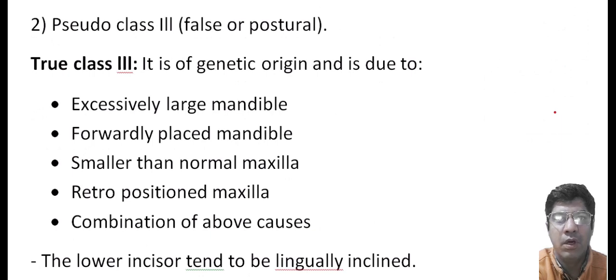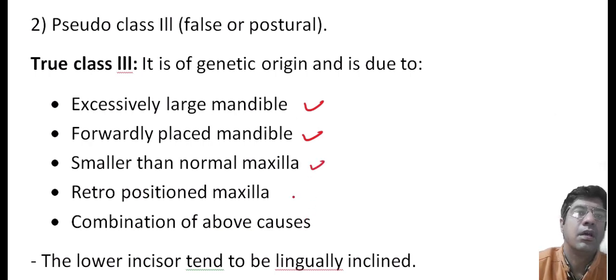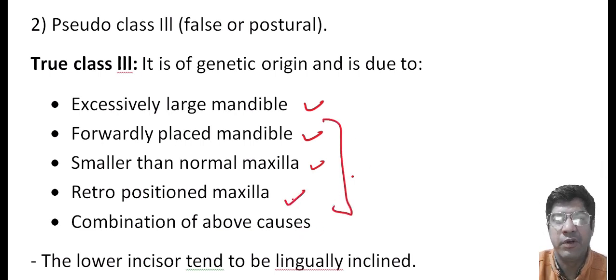True class 3 is generally of genetic origin. Here you will see an excessively large mandible, a forward placed mandible, or a maxilla that is smaller than normal. There would be a retro-positioned maxilla. So these are examples of true class 3 malocclusion.